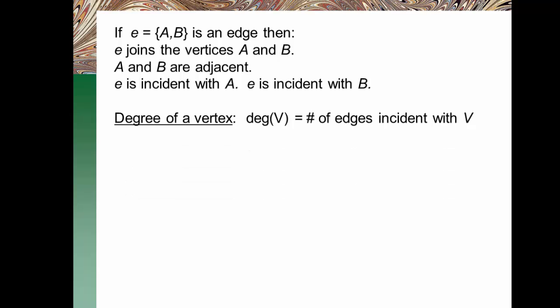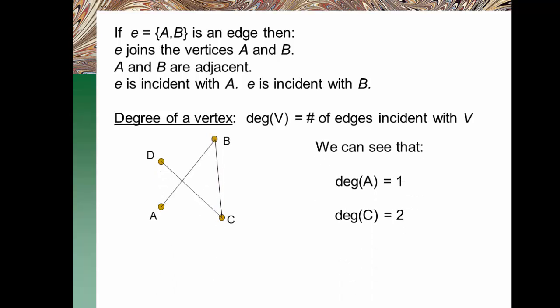Here's the definition of degree of a vertex. The degree of a vertex V is the number of edges that are incident with the vertex V. In this illustration, we can see that the degree of A is 1, since there is only one edge incident with the vertex A. The degree of C is 2. There are two edges that are incident with C.